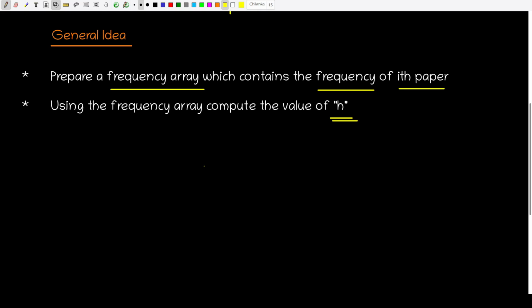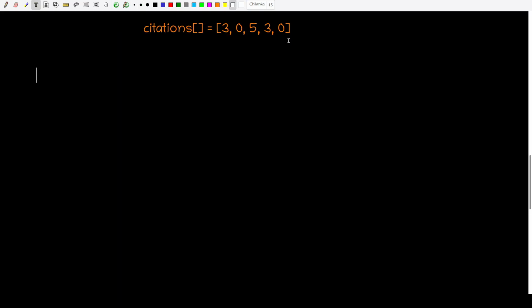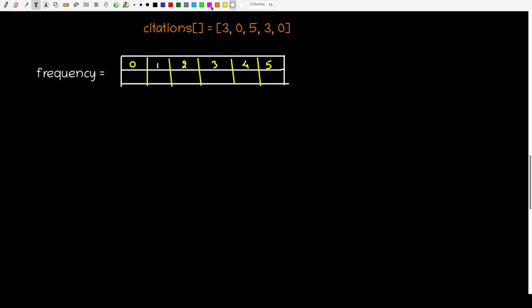Now let us take an example to understand this. So let us say this is the citation array which is given to us. Now with this citation array, we are going to prepare a frequency array. So let us do that. And folks, the size of this frequency array will be equal to len of citations plus 1, and we will discuss why, but for now let us proceed forward. And now let us prepare our frequency array.